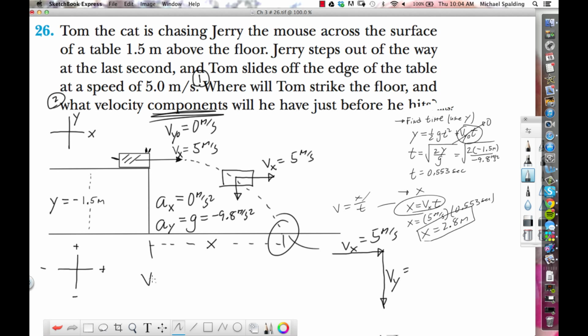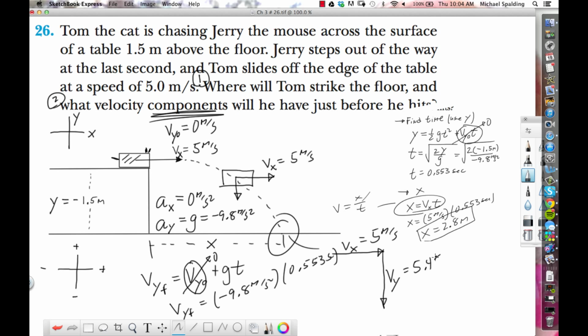So how do we get Vy? Vy final equals Vy initial plus gt. That's the third kinematic. What's Vy initial? 0. So Vy final is going to be g times t: negative 9.8 times 0.553. This comes out as 5.4. These are the components. Now, on the quiz, what if I ask you for the total velocity as he hits the ground? The total velocity would be the hypotenuse. You use the Pythagorean theorem.